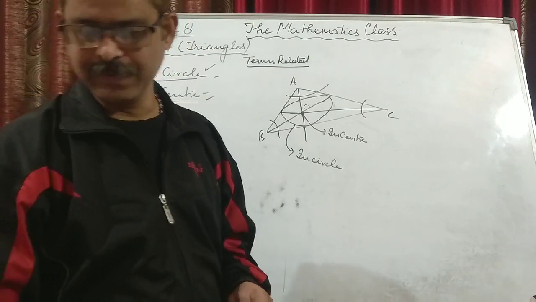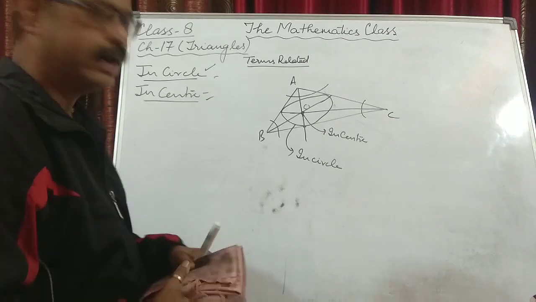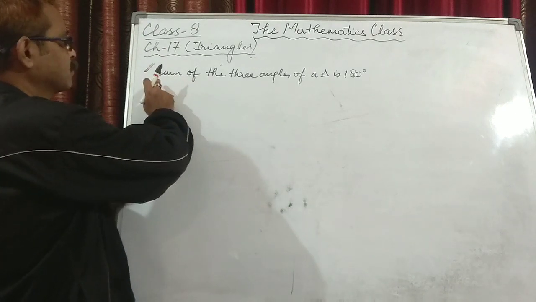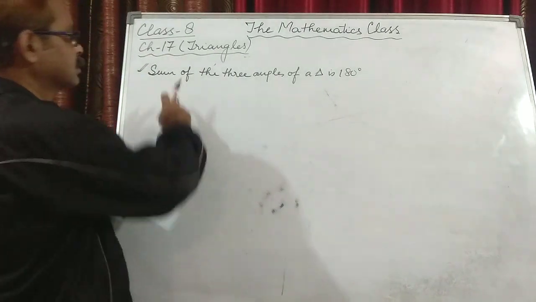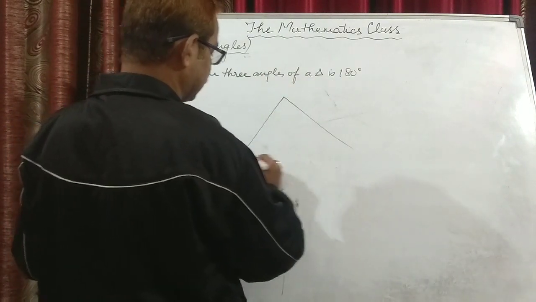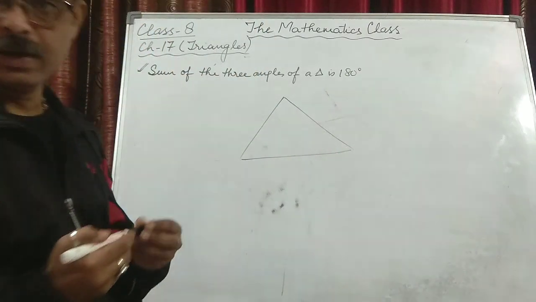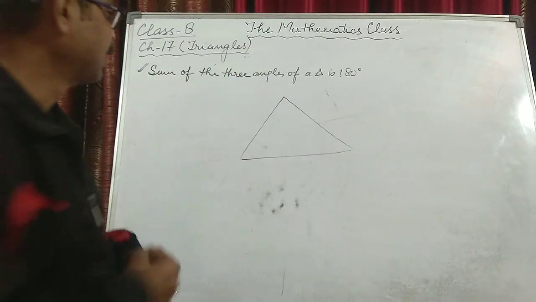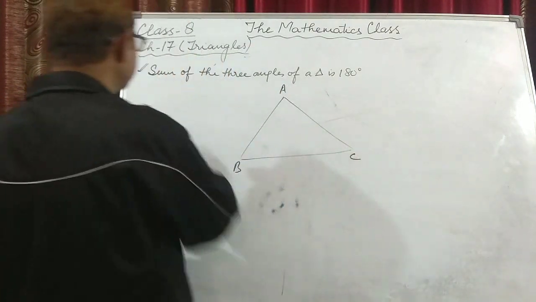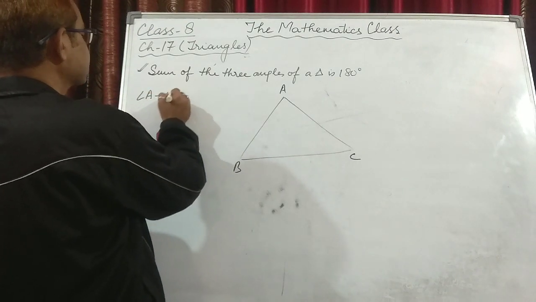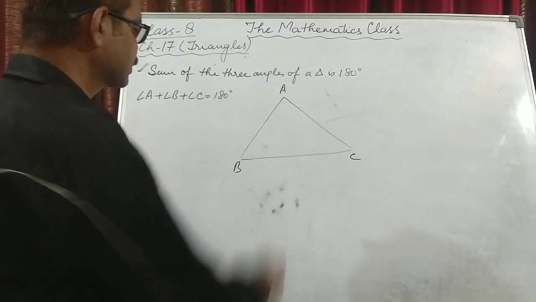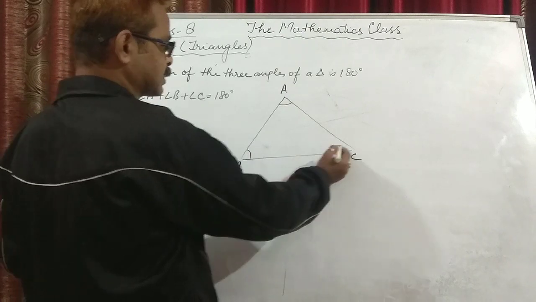Now if there is any theorem, we will discuss that, and then we'll move on to the exercise. Now the theorem that is used very much is: prove that the sum of three angles of a triangle is 180. What we do? We draw a triangle. Let us name it as ABC. Now this is a triangle ABC. We have to prove that angle A plus angle B plus angle C is equal to 180 degree. Means this angle plus this angle plus this angle.